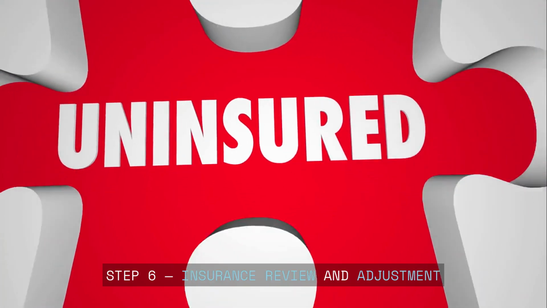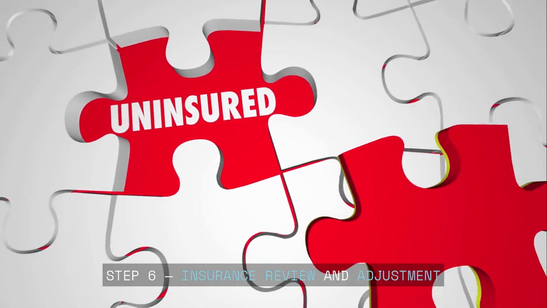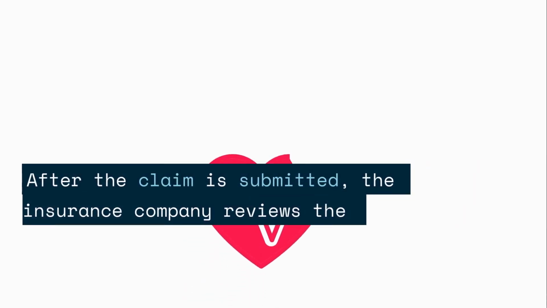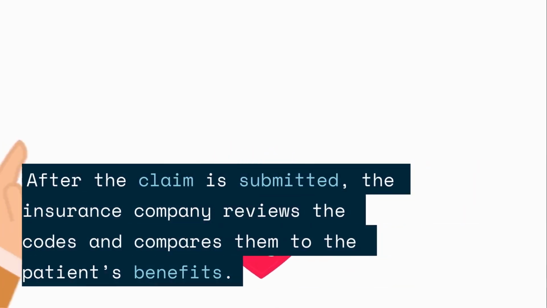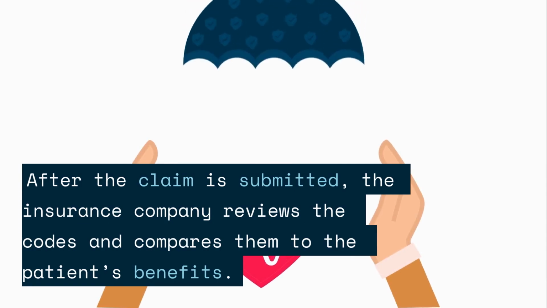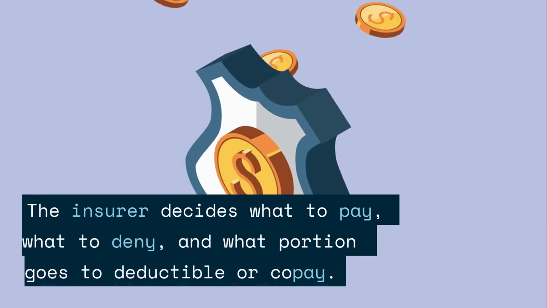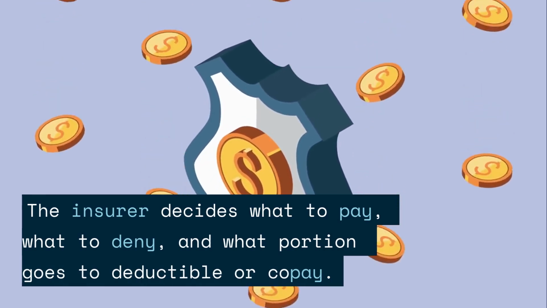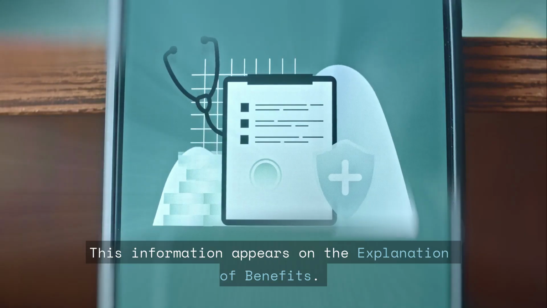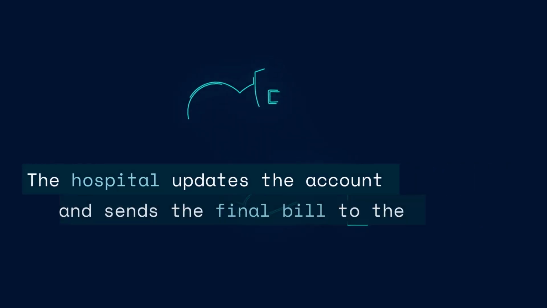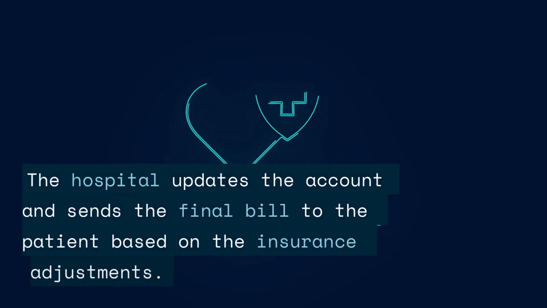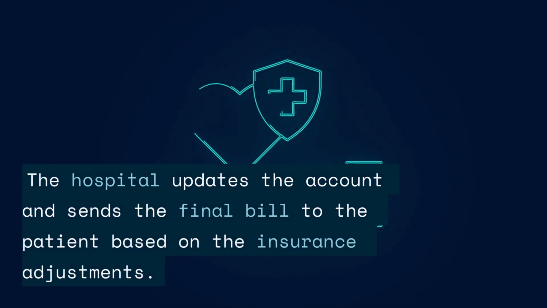Step 6. Insurance review and adjustment. After the claim is submitted, the insurance company reviews the codes and compares them to the patient's benefits. The insurer decides what to pay, what to deny, and what portion goes to deductible or copay. This information appears on the explanation of benefits. The hospital updates the account and sends the final bill to the patient based on the insurance adjustments.